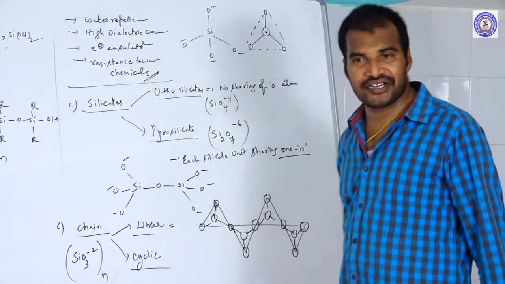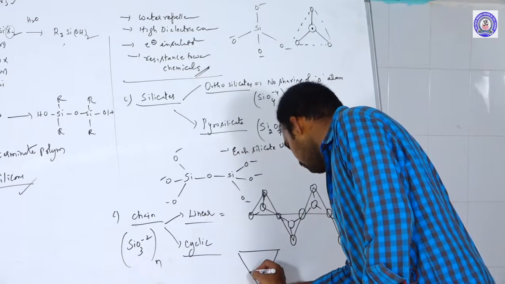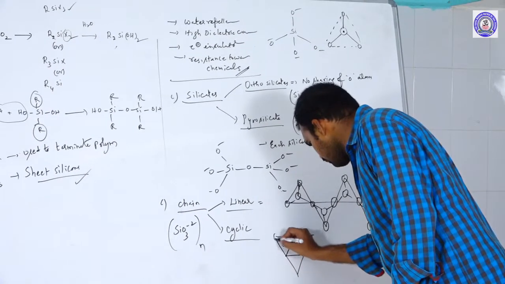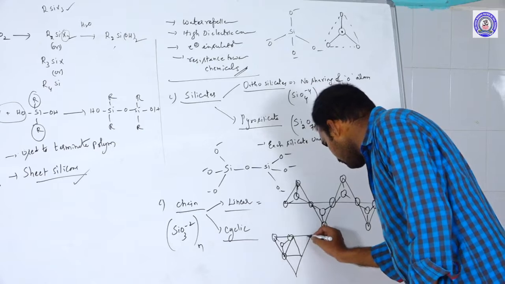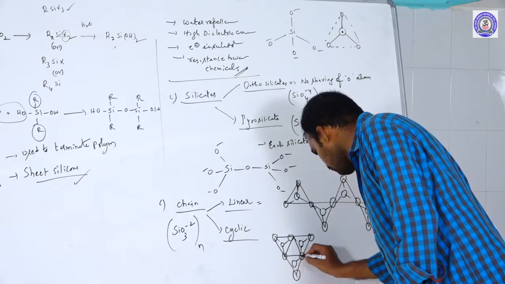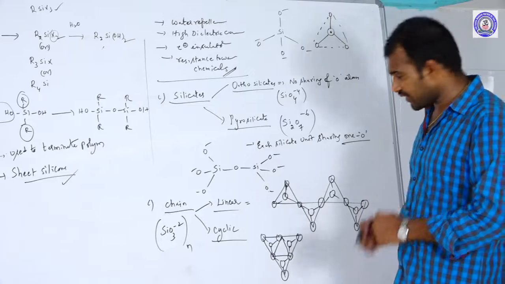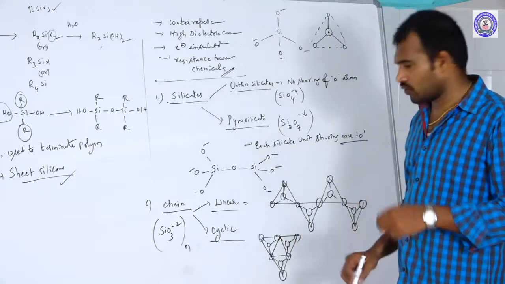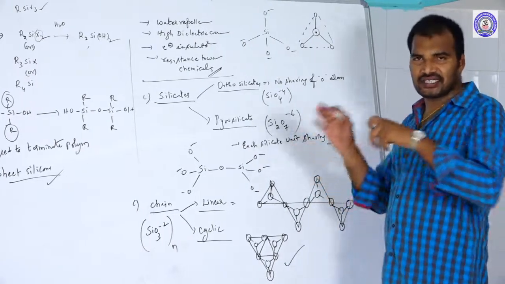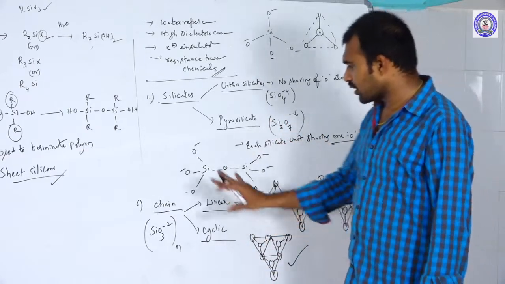Next, cyclic chain silicate. Here, how many silicates? 1, 2, 3. Three silicate units are there, and each silicate unit is sharing two corners only. Even this one is sharing two oxygen atoms only. So in both linear chain silicates and cyclic chain silicates, they share only two corners. So these are the chain silicates.